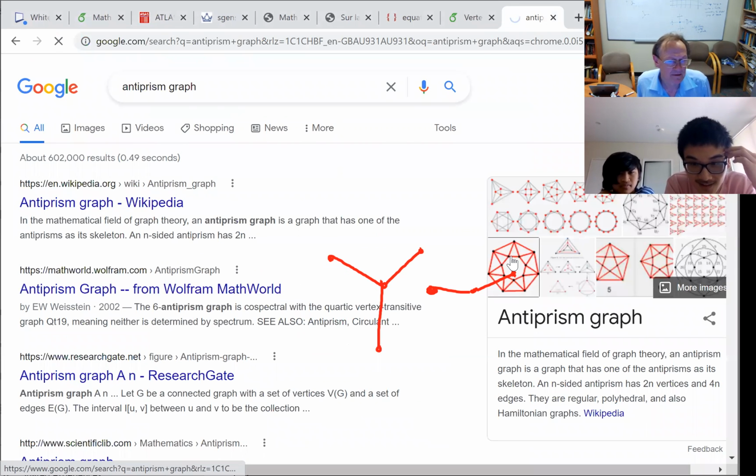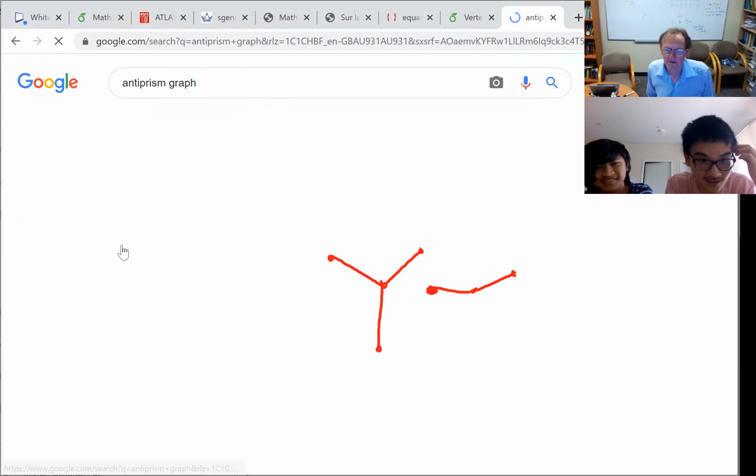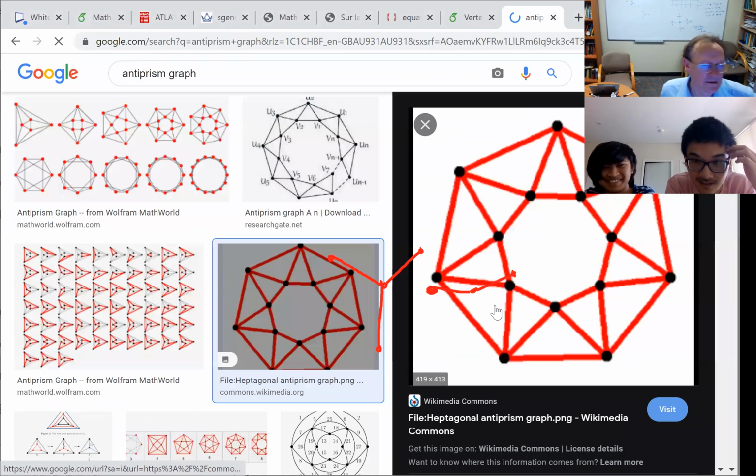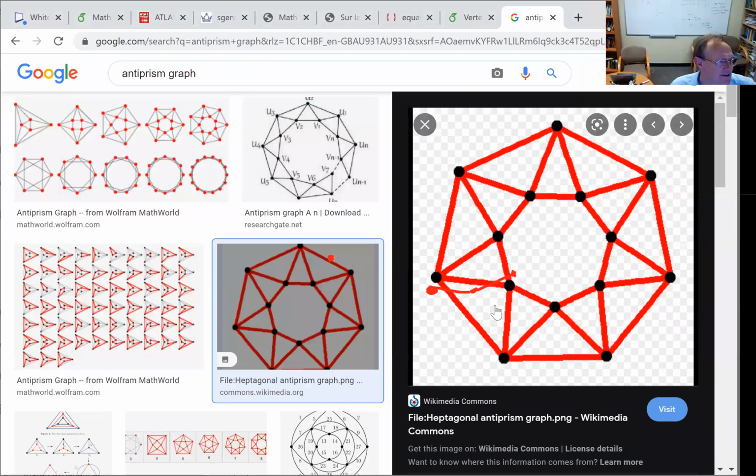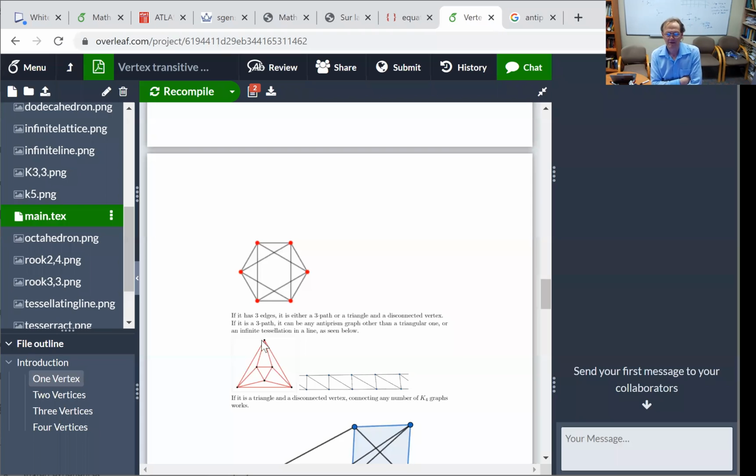So something like this, I'm pretty sure would work, because it's 1-factorizable, 2-factorable. It's any antiprism graph that's not the one that we showed, I think. Wait, isn't that... That one doesn't work. What's a 3-path case? That's like 10, right? Octahedron.